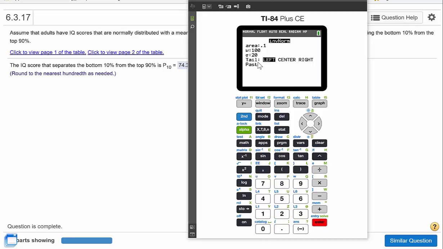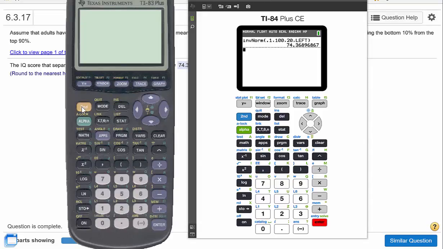Now if your calculator does not have this choice here about the tail, assume it goes to the left. And we get exactly the same answer. What I mean is the older versions here. So second distribution, number 3. I don't even get the little wizard here. So it's going to be the area, 0.1, comma, 100, comma, standard deviation. And I get exactly the same answer.